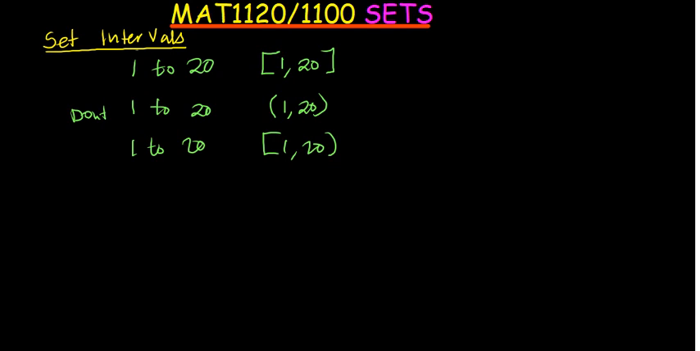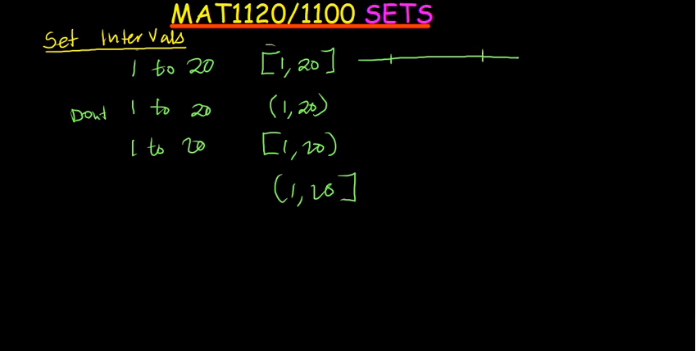And then if you write it like this, it means you are including 20 but you are not including 1. You are talking of all the numbers from 1 up to 20 but not including 1. So this is the meaning of brackets, and you can represent these on a number line. Representing on a number line is very, very important.